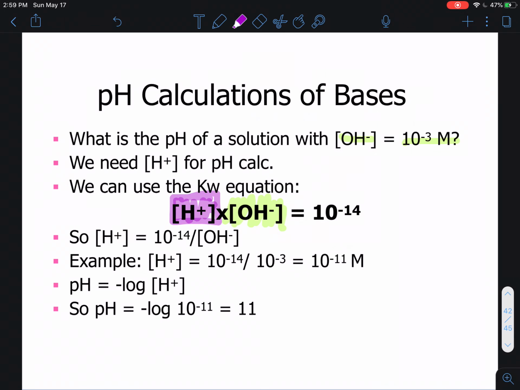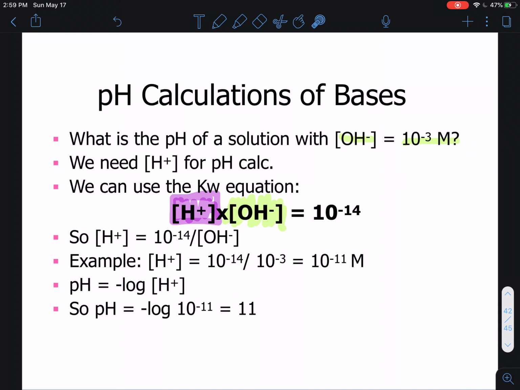So the way that you're going to do that is you're going to divide both sides by the concentration of OH minus. So that's going to give you H plus is equal to 1.0 times 10 to the negative 14 divided by the concentration of hydroxide ions. This is this right here.